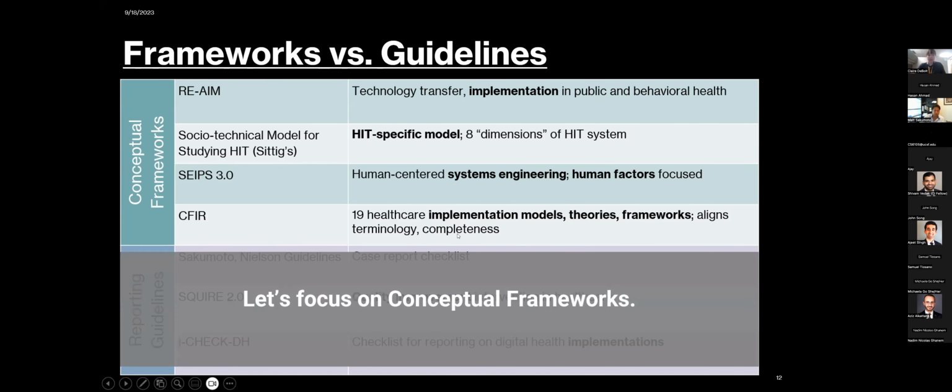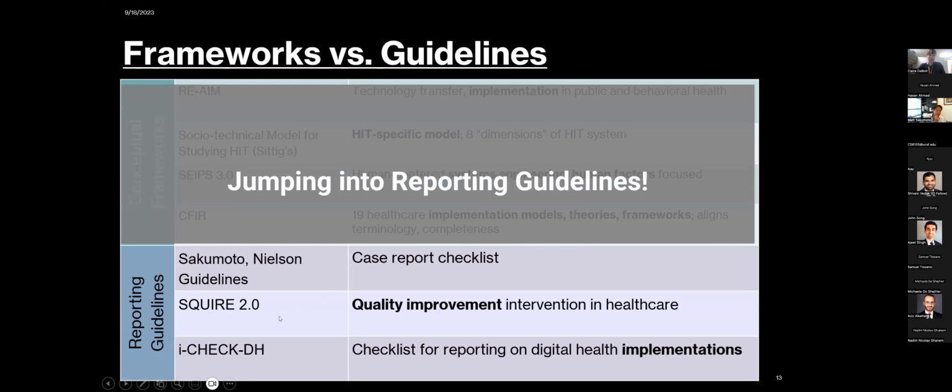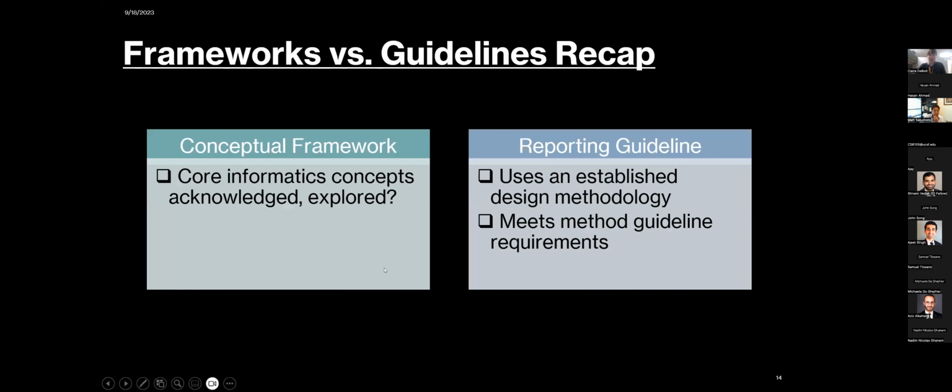But diving into conceptual frameworks just a little bit further, we're actually going to skip over that for now. I'm just recapping, and we'll go to more examples later on in the talk. But conceptual frameworks: did you acknowledge or explore any particular big concepts? Reporting guidelines: did you use an established design methodology? Did you meet those specific requirements?